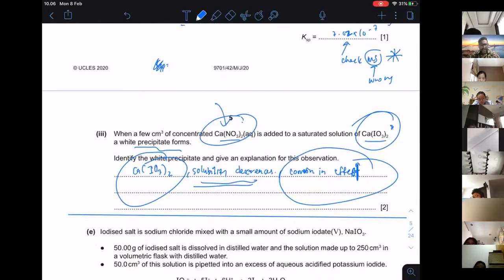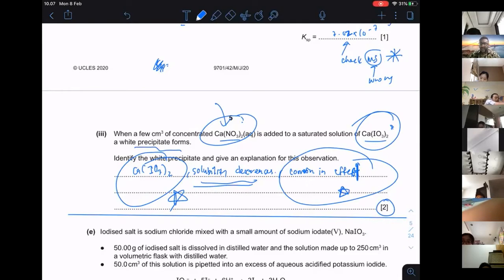Are there any marks for the position being shifted to the left? No. Here they just want you to identify and give an explanation. The explanation is that the position of the equilibrium is shifted to the left, but why is that? Because of the common ion effect, and it will decrease the solubility. If they give you 3 marks and you mention that the position is shifted to the left, they do accept that point. But for 2 marks, they are not going to accept.